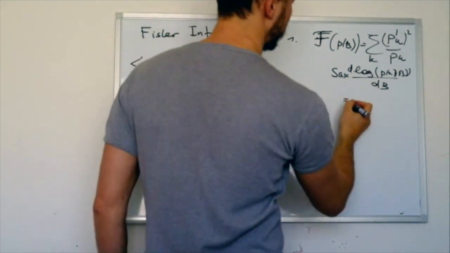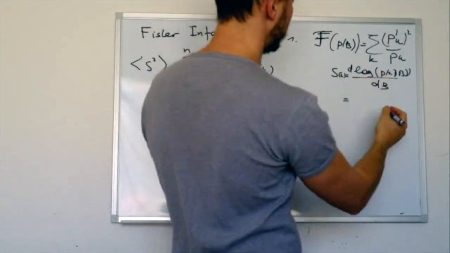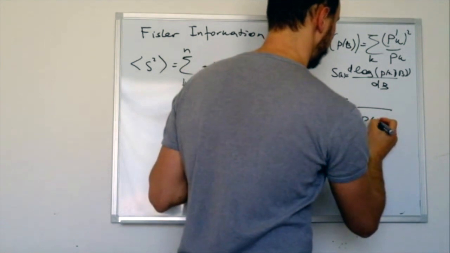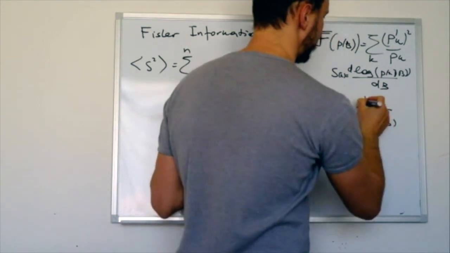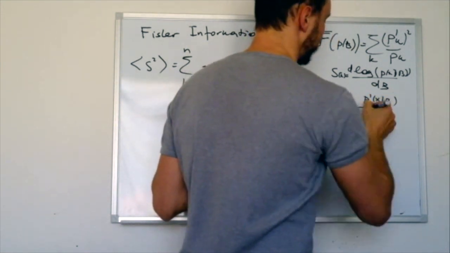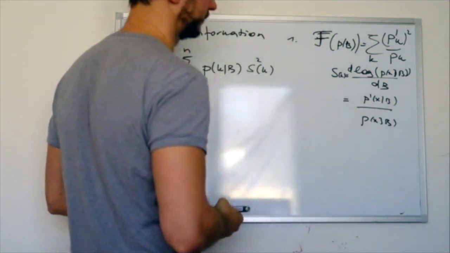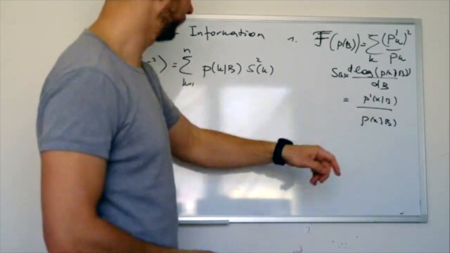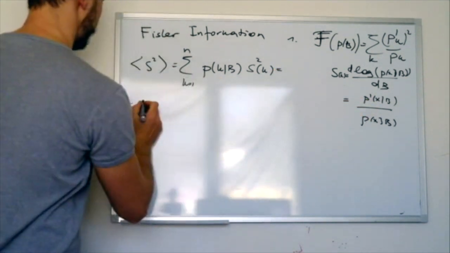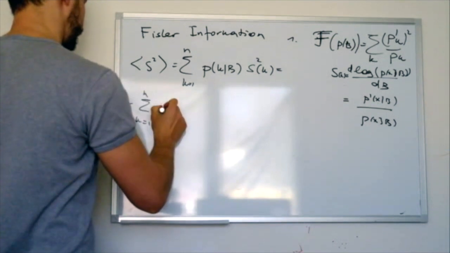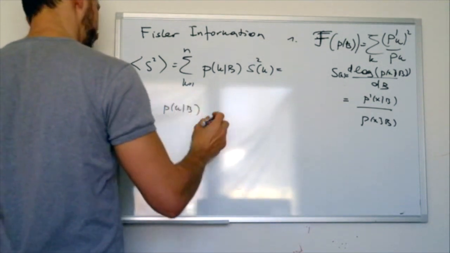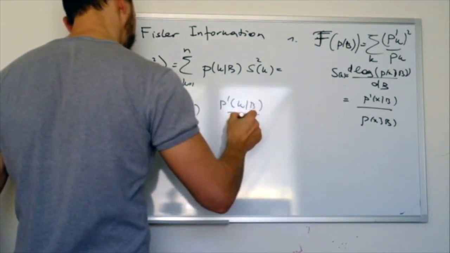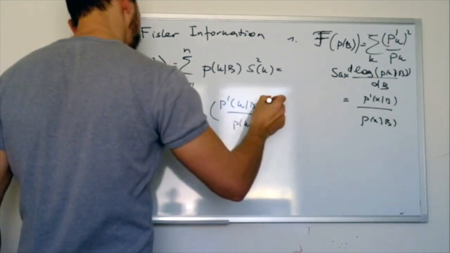So you can just rewrite the score: the derivative of the log is one over the function, so it is 1 over p of x_b times p prime of x_b. This is what the score is. If I plug this back in here, again this is a function of x, I just get the sum of k equal 1 to n of p of k_b times p prime of k_b over p of k_b, squared.